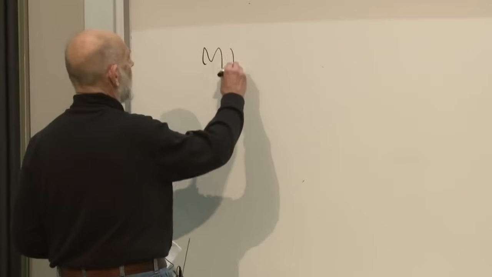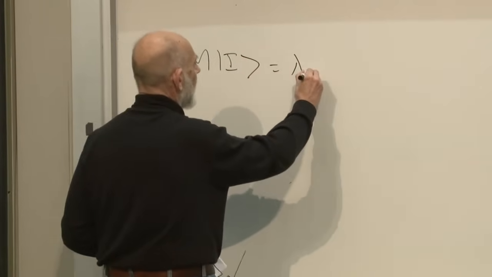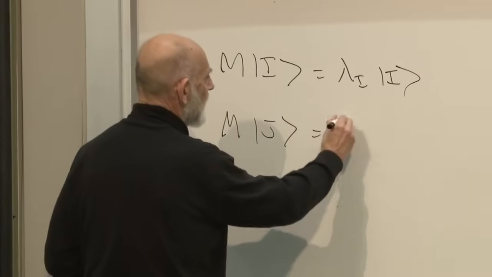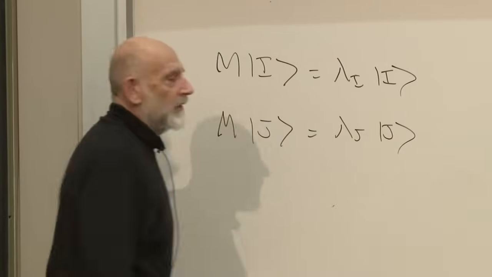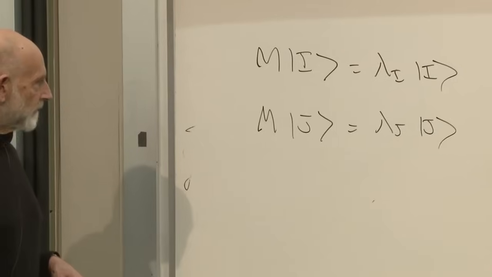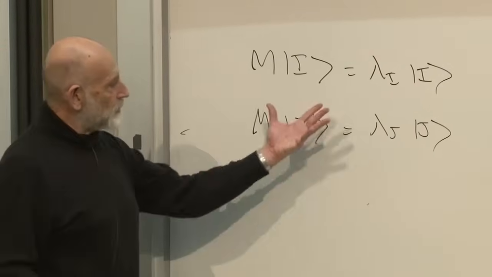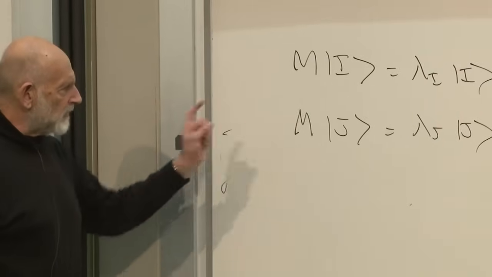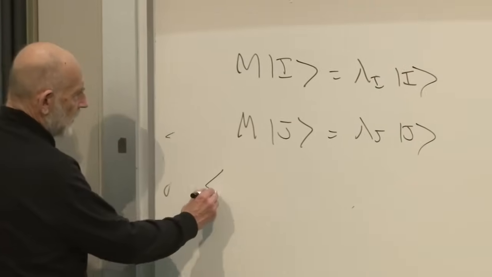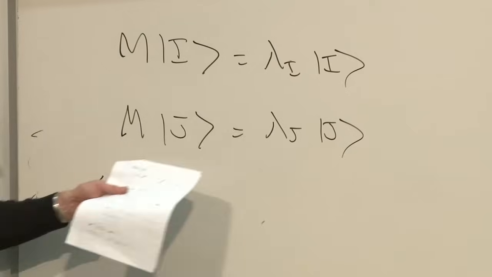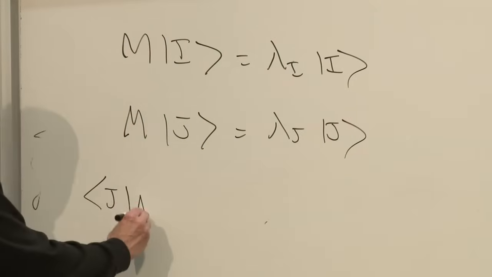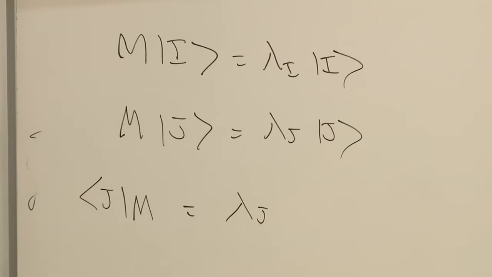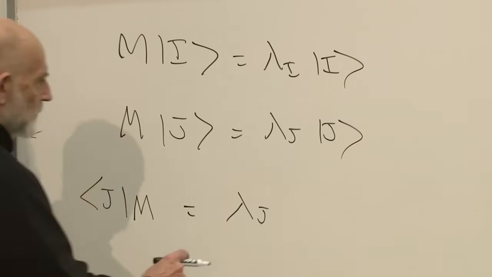Okay, so here we are. Let's start with M on I equals lambda I, I, and M on J equals lambda J, J. Two different eigenvectors, I and J. First thing we'll do is turn this one over and turn it into a ket equation. It is a ket equation. We'll take this one and turn it into a bra equation. So that looks like this. J, M dagger, but M dagger is the same as M, equals the real number lambda J, eigenvalues of Hermitian matrices are real, times J.